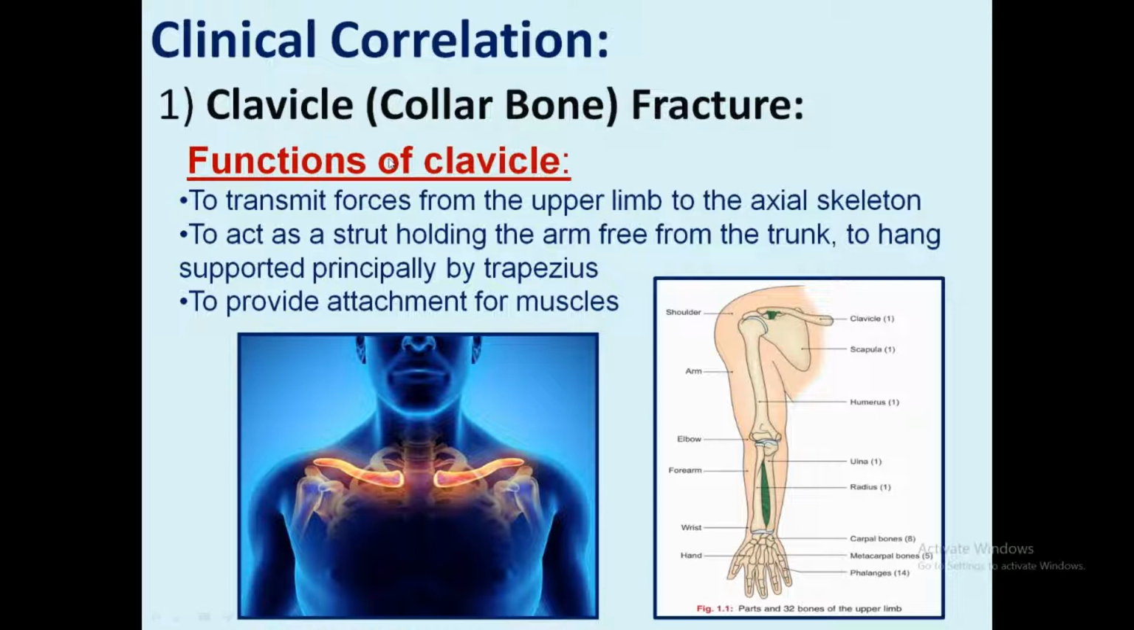Okay, functions of clavicle 3 points இருக்கு. First one வந்து this clavicle transmit the forces from the upper limb to the axial skeleton. So upper limb ஓட force axial skeleton க்கு transmit பண்ணும். And the second one வந்து the clavicle bone supports the shoulder region so that our arm can swing clearly away from the trunk. So this is supported principally by the trapezius muscle. And third one is it provides attachment for muscles.